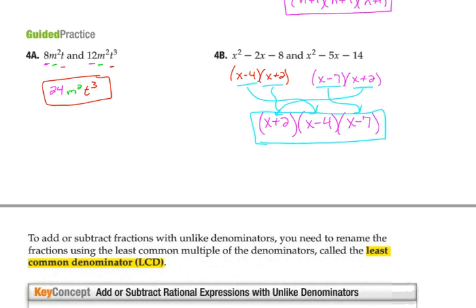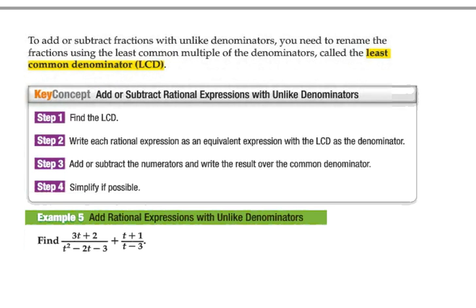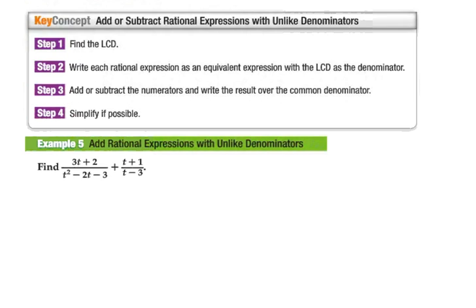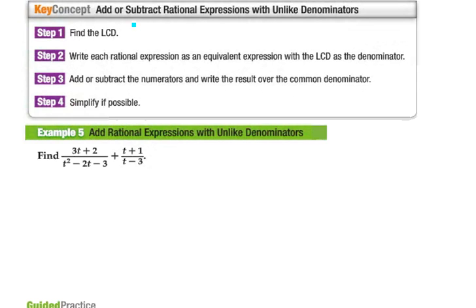Okay, and we are going to see more of those if that is still a little bit confusing. Here, I was calling it least common multiple, and once we start throwing them into fractions, we rename them as least common denominators. So we find that least common denominator if we are adding and subtracting rational expressions with unlike denominators.